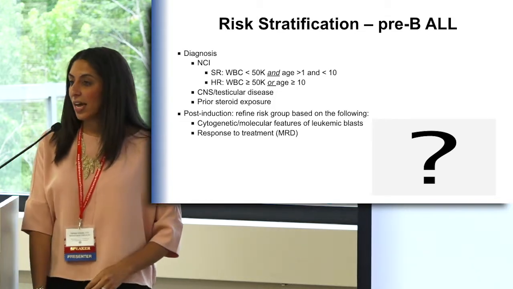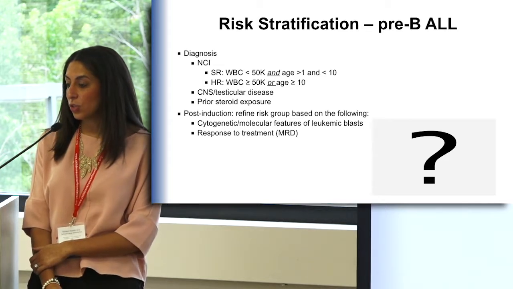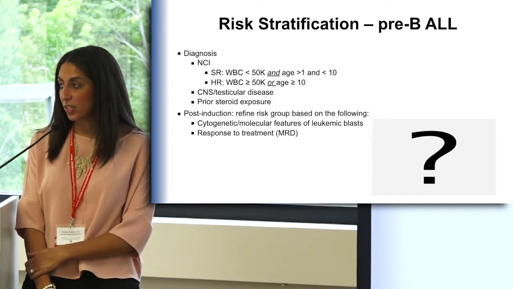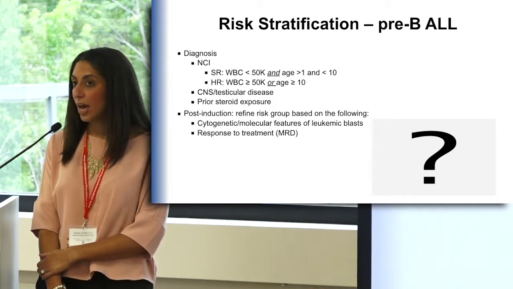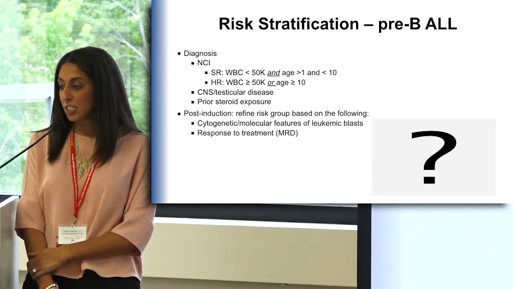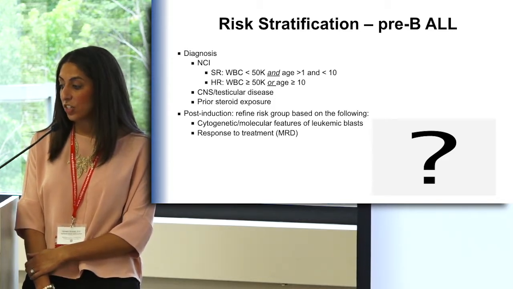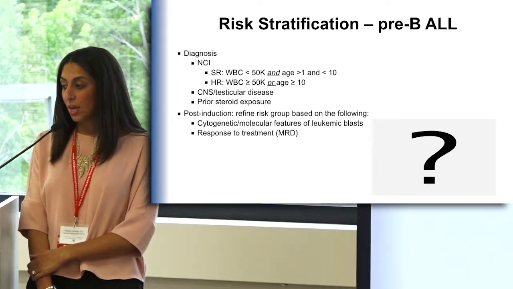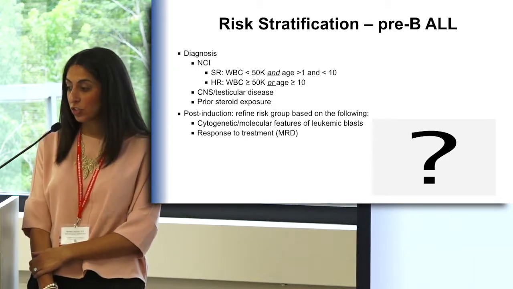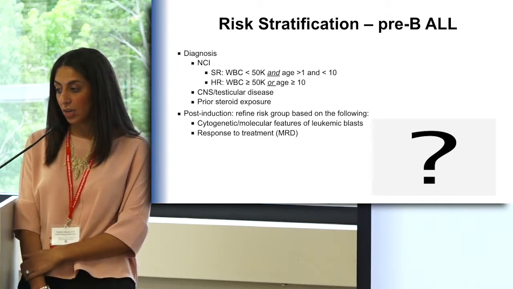So in pediatric ALL at diagnosis, we generally will risk stratify patients into two risk categories, standard risk and high risk. Standard risk leukemia patients are defined as having a white blood cell count of less than 50,000 and being between the ages of 1 and 10 years old. And high risk patients have white blood cell counts greater than 50,000 or are greater than age 10 and less than age 1. Additionally, extra things that we look at to assess which risk stratification patients should go on is whether or not they have CNS disease and if they've had prior steroid exposure.